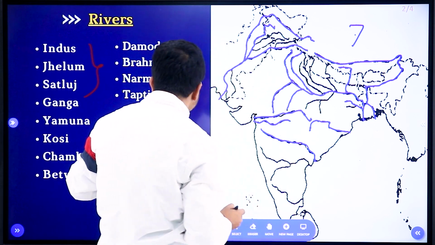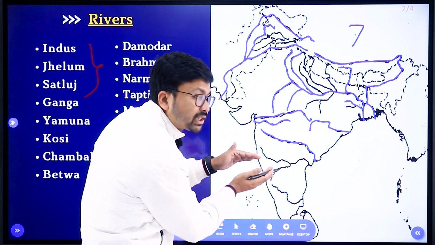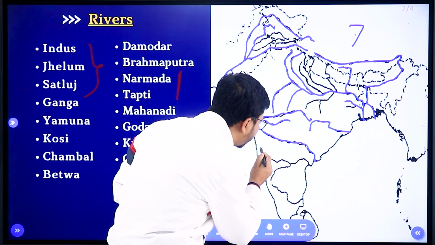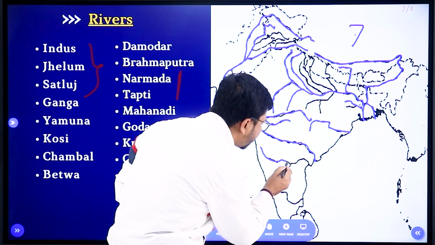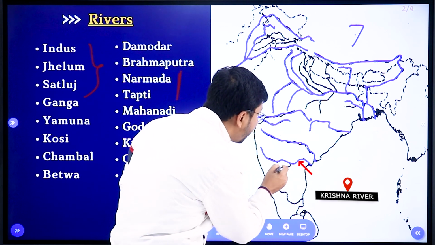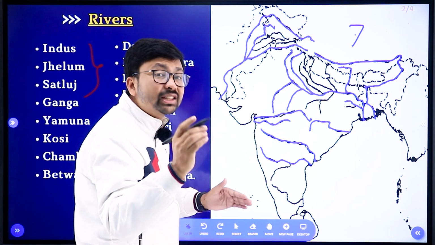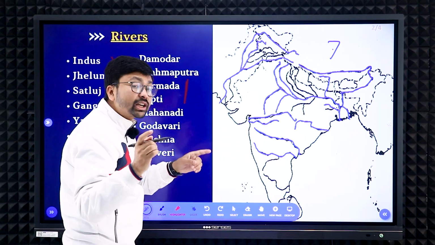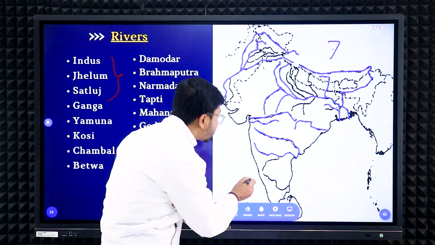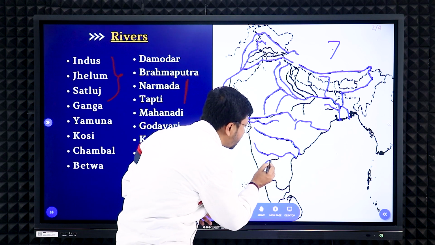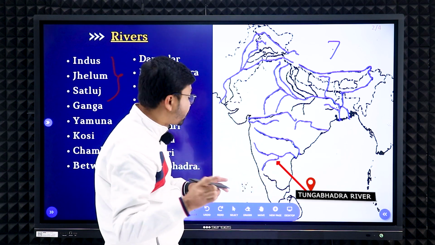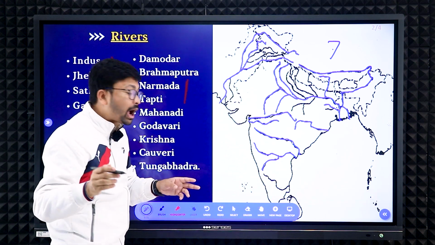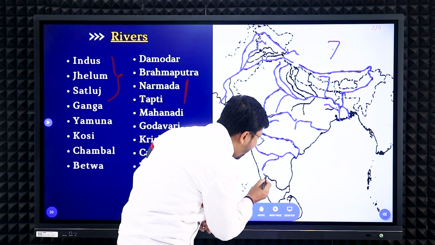Next, Krishna. Here you can see two rivers are there, right? So the upper one is the Krishna. Upper one you need to mark for Krishna river, right? And remember, the lower part is the tributary of Krishna river. Which is the tributary? That is the Tungabhadra. So this one you have to mark only this much. Next, last one, that is the Kaveri, the southernmost part of India.